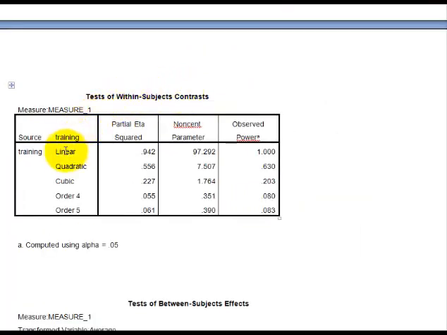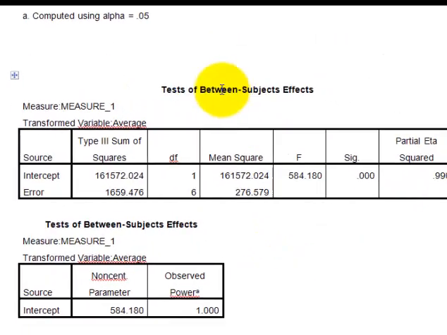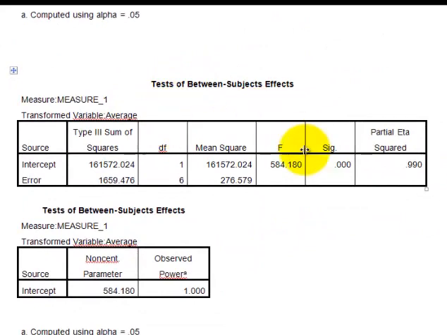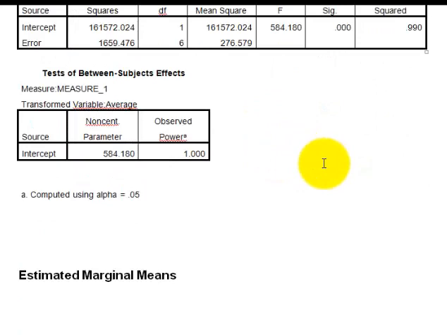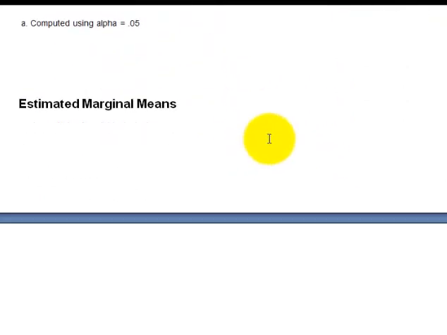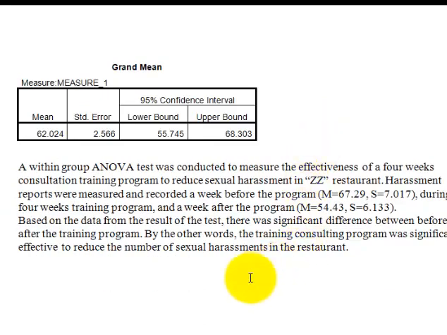But again, here's your within subjects contrast. Remember, contrasts are planned comparisons. The computer automatically does this, so we don't have to worry about that. We don't worry about the between subjects part because this is a within subjects design. And we don't need that. Marginal means, we don't need that really either.